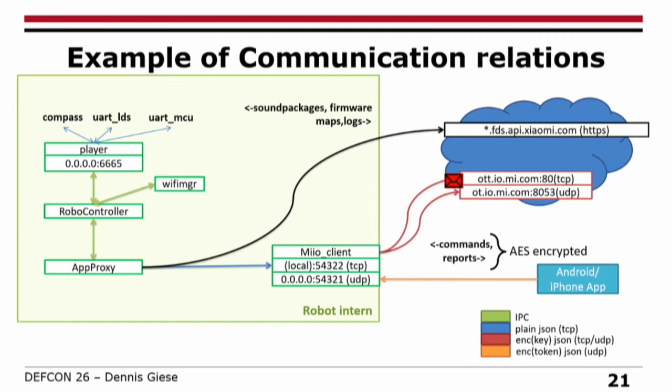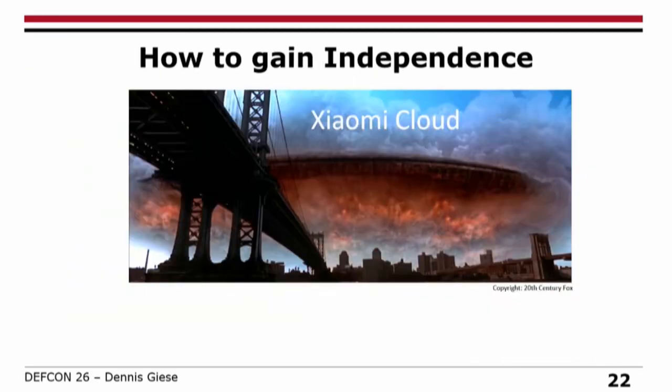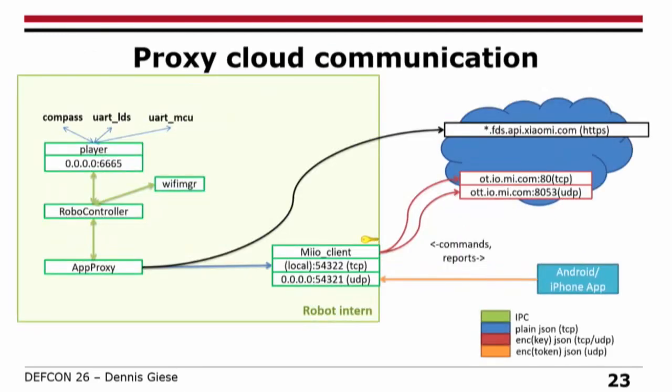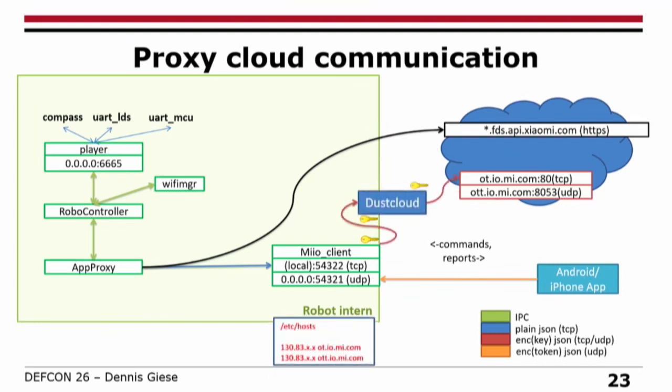This leads us to the next point, how to gain independence from the cloud. And the trick here is that we can proxy this communication. For that, we developed our own implementation of the Xiaomi cloud, which is called Dust Cloud. What it does is, by DNS redirection, you can redirect the traffic to the cloud, and then you can just proxy it through Dust Cloud.